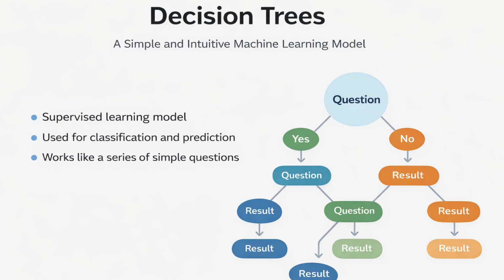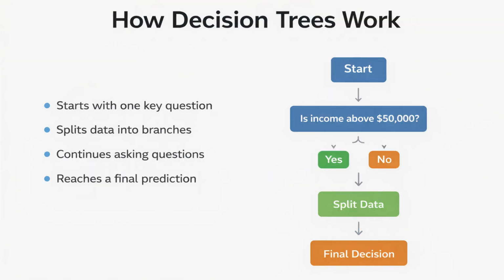Today I'm going to explain decision trees, one of the most beginner-friendly machine learning models. A decision tree is a supervised learning model used for making predictions. It can be used for classification, like deciding yes or no, or for predicting numbers. What makes this model special is that it works very similarly to how humans make decisions. It asks simple questions step by step until it reaches a final answer. Because of this, it's one of the easiest models to understand and explain.